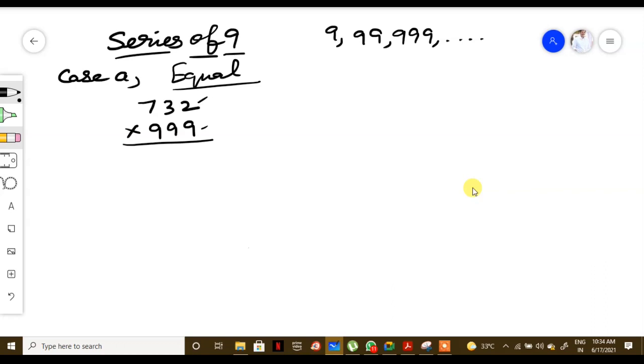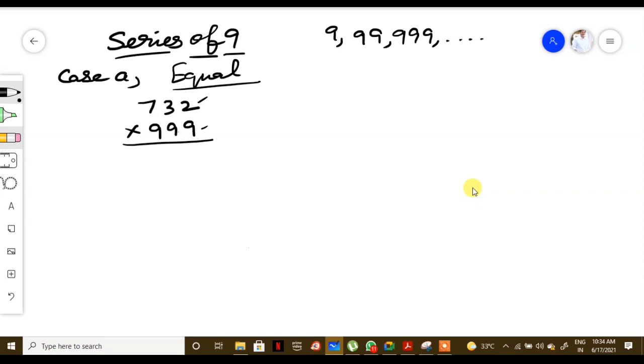When you have fewer 9s or more 9s, we will go with the next method that we are going to follow. So here there are 3 digits, 7, 3, 2, and here it is 999, triple 9, a 3-digit number. So how can we do this sum? Very easily, in a single step, with Vedic mathematics, as we are going to see.